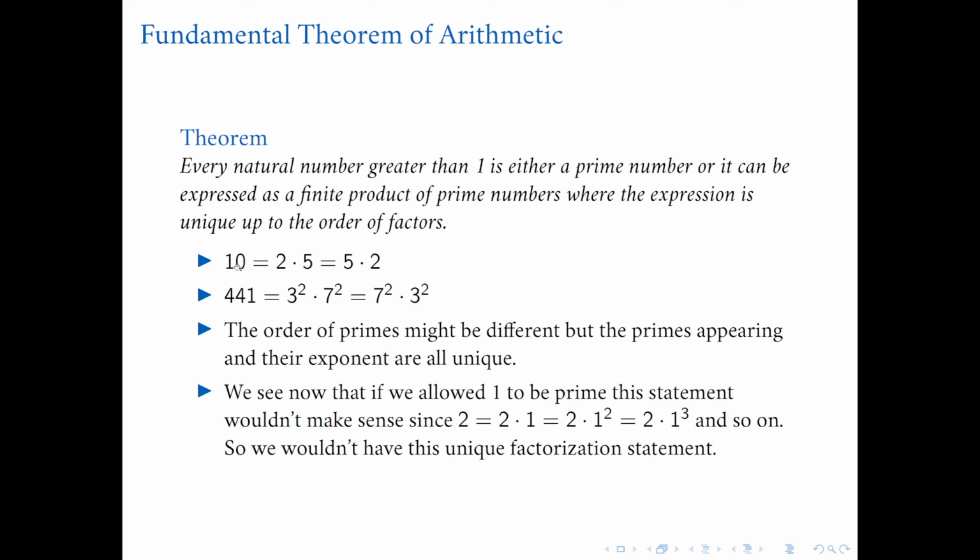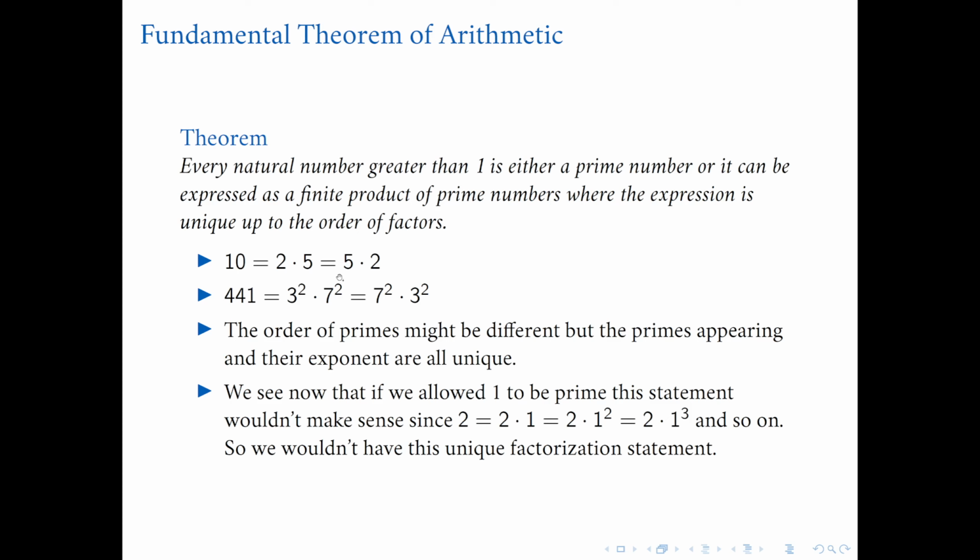So if we take the number 10, we can write it as 2 times 5, but we can also write it as 5 times 2. So the primes that show up are unique. The order in which they show up is not. So we have to reorder them. But the primes that show up and the number of times they show up is unique.